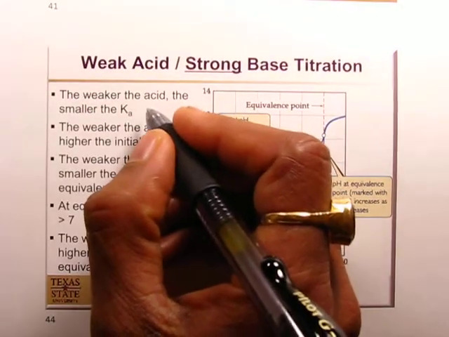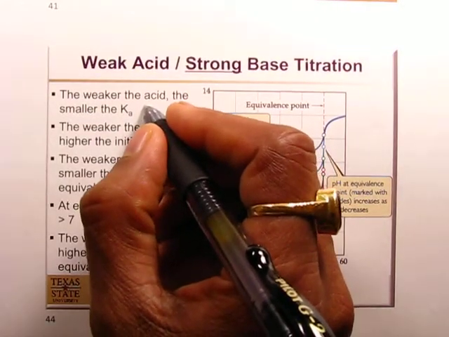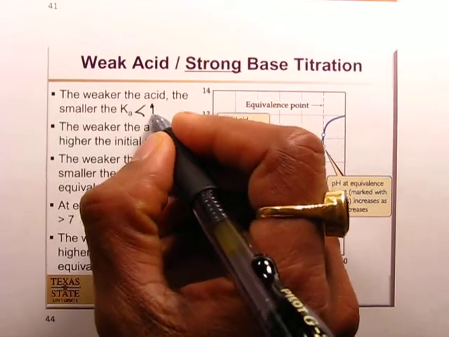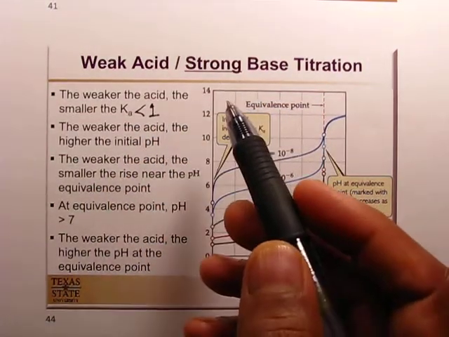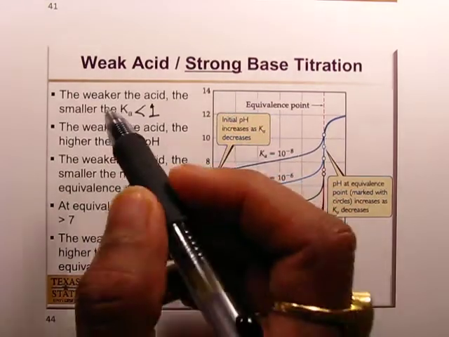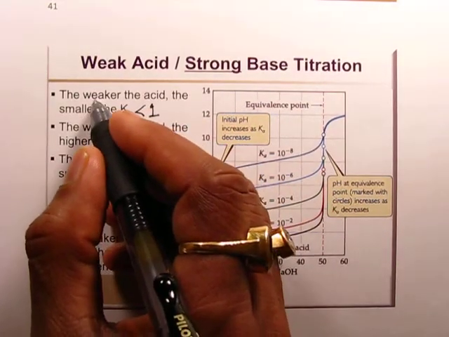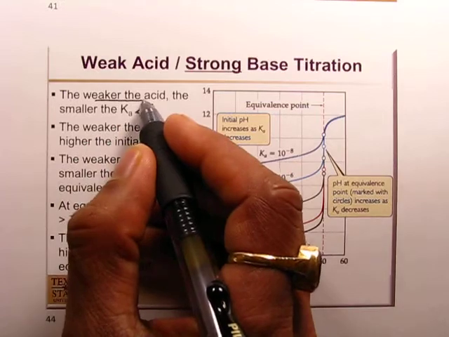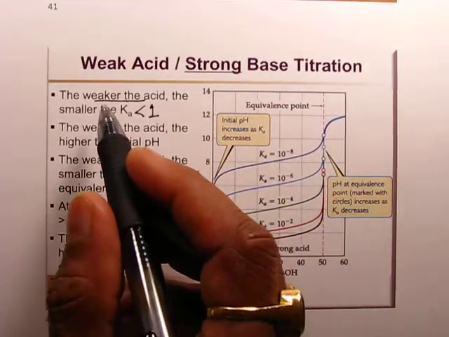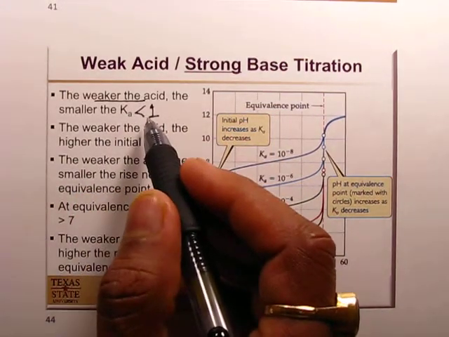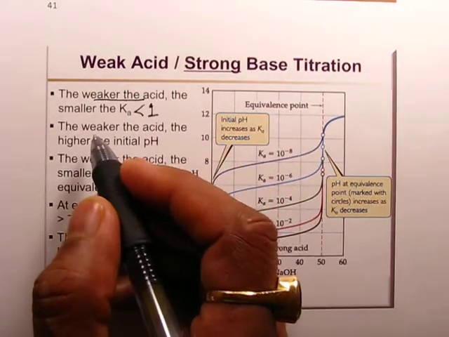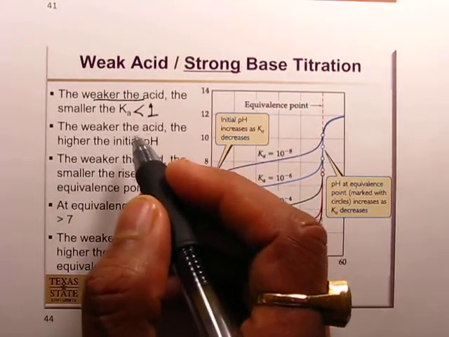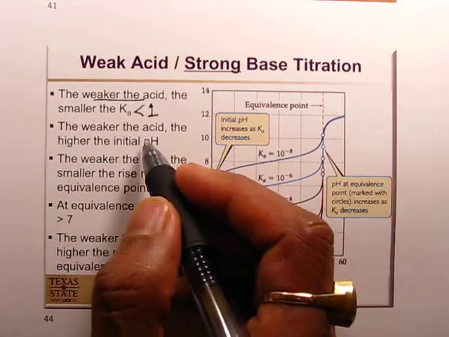We have seen already that if the Ka value is less than 1 or very small, dissociation will be very small. So it means the acid will not dissociate into hydrogen ion and anion. So if Ka is very small, then the acid is weak. Number 2, the weaker the acid, the higher the initial pH.